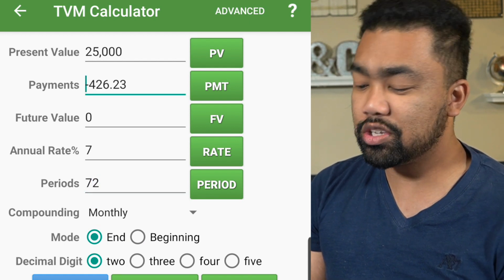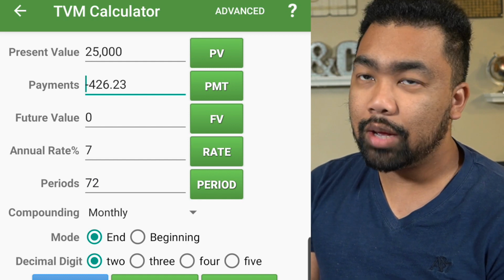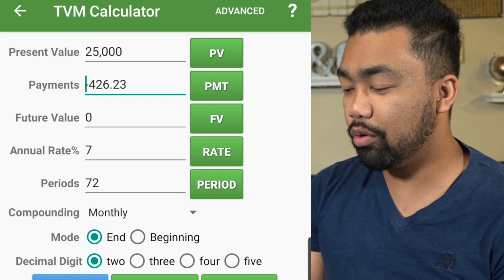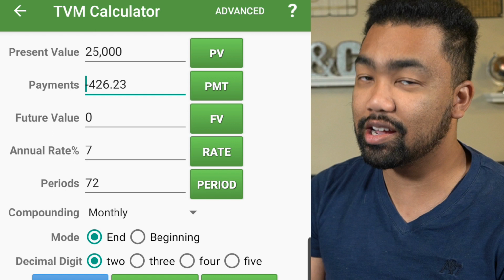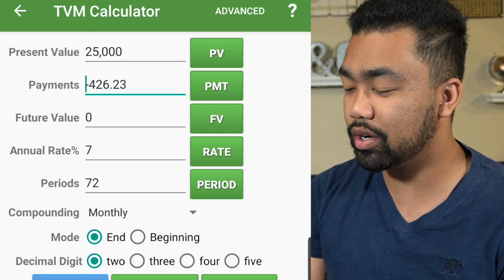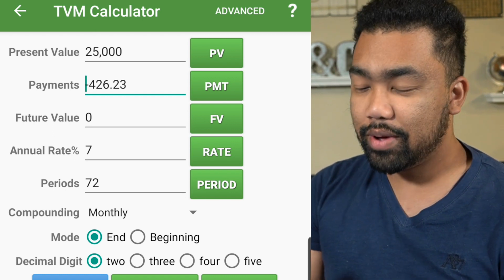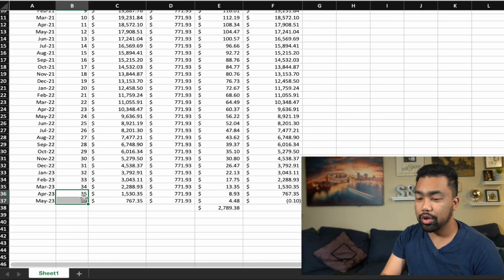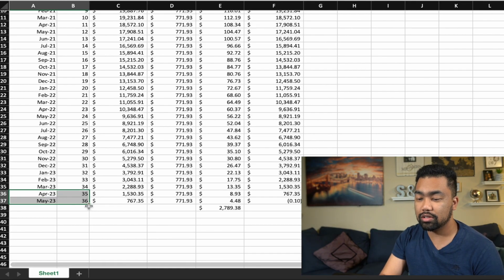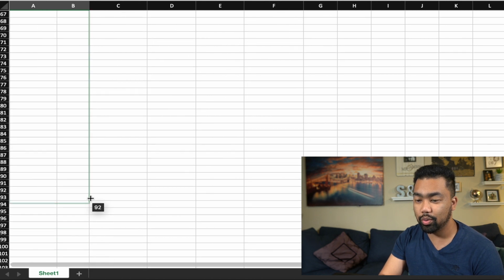So the new payment now is, okay, not bad. It's really good. Well, in the short term, yes, paying $426 sounds a heck of a lot better than paying $771. So now let's go back to the amortization schedule. Let's say we want to do this in 72 months. So let's drag these two guys and we're going to go down all the way.